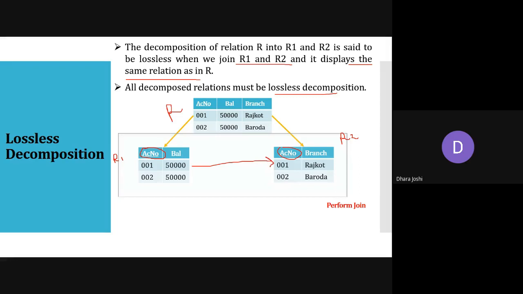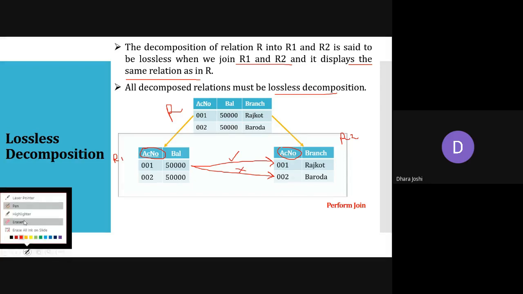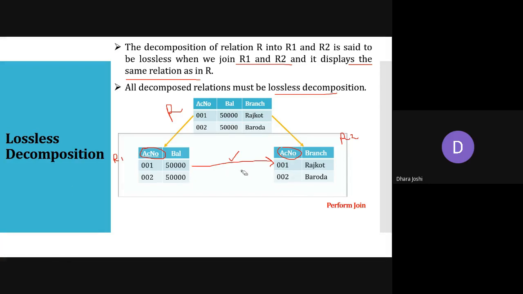This 2 will be verified and the common attribute is account number. So 001, 001, correct. If we are going for this, then account number will not match. So this row cannot be the part of the result. So we are deleting it.